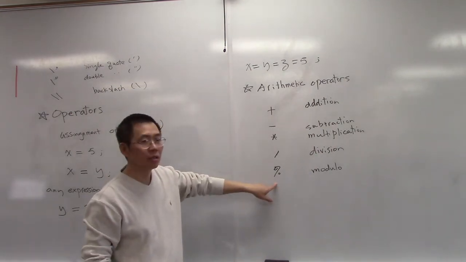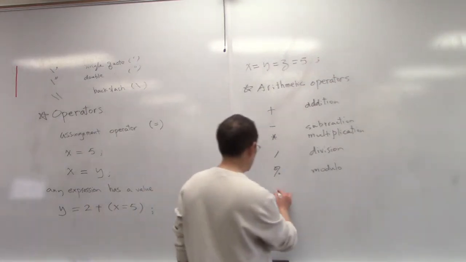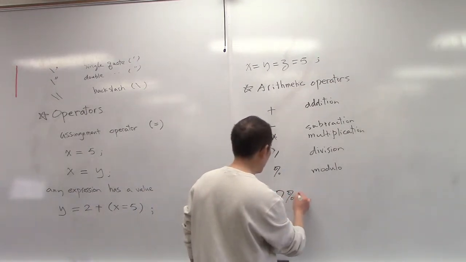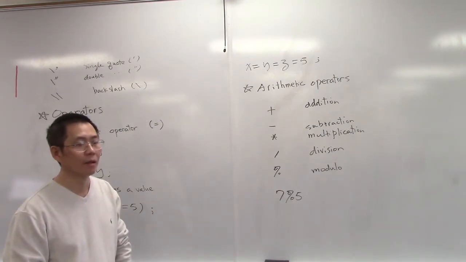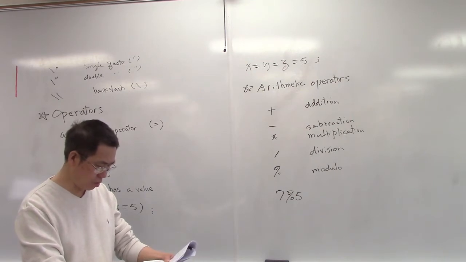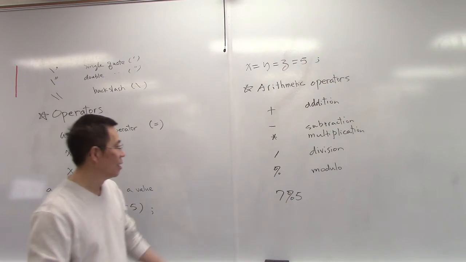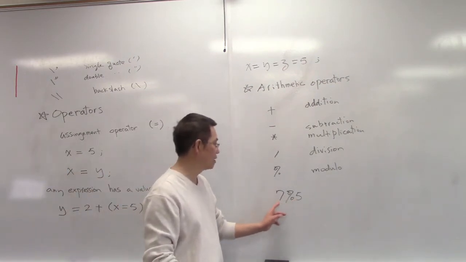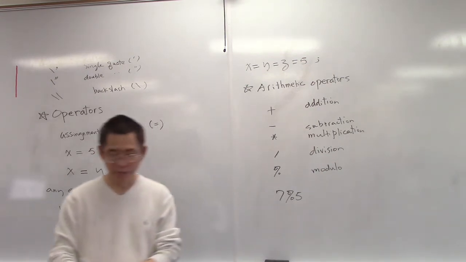What about this modulo? It's used for 2 integers. 7 modulo 5. What is the value of that? The modulo operator will give the remainder of a division of 2 values. So if you divide 7 by 5, the remainder is 2. So it has a value of 2.